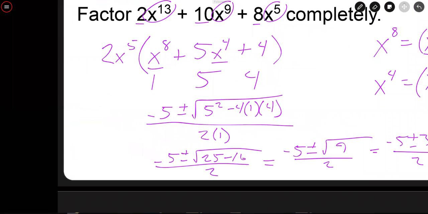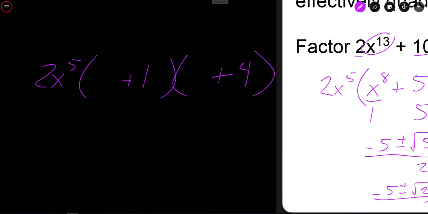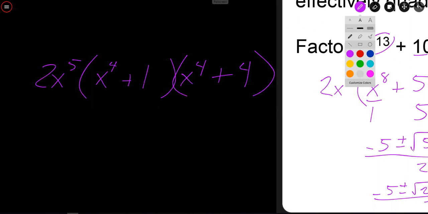If my x values are negative 1 and negative 4, then I can rewrite this. Remember, I factored out a 2x to the 5th already. I can rewrite this as 2 factors. The negative 1 becomes a positive 1. The negative 4 becomes a positive 4. And instead of an x like I normally would have, I just have an x to the 4th instead. And if I multiply this back together, it'll take me back to where I was.